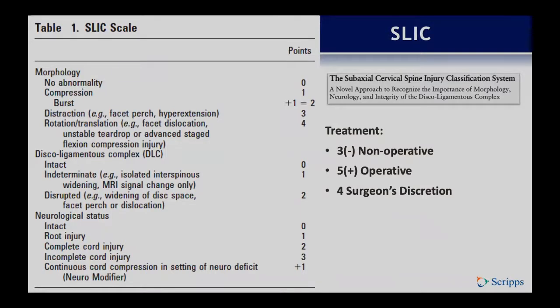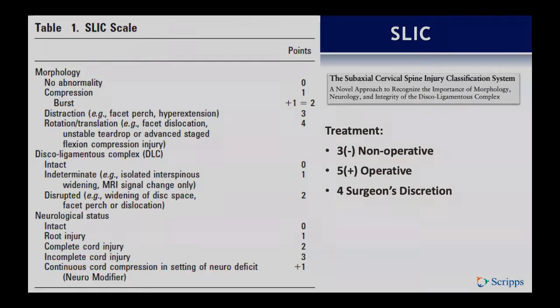And then translation rotation, again, more severe, include unilateral, bilateral facet fracture dislocations, separation with the fractured lateral mass displacement, and bilateral pedicle fractures. And then going through the disco-ligamentous complex again, if this is disrupted you get additional points here, that indicates a more unstable injury.